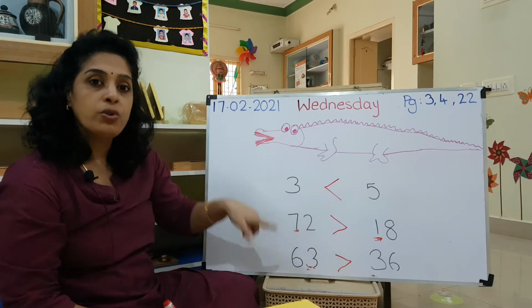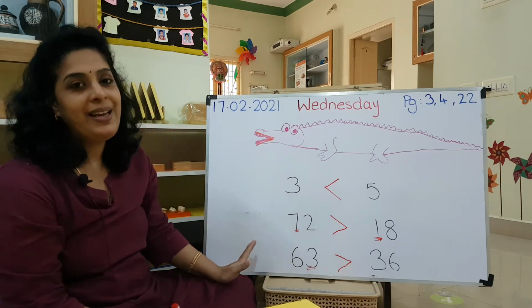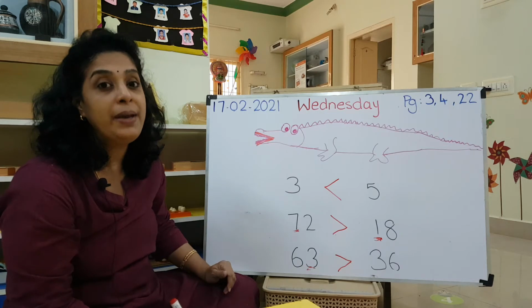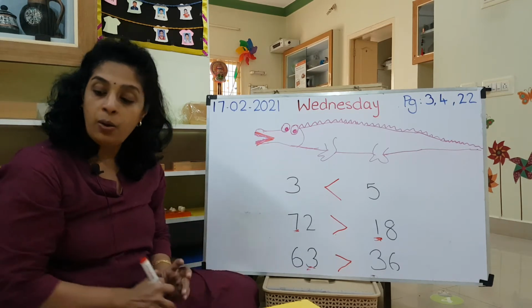Okay? The bigger mouth for big number. Easy? I'm sure this has to be very easy and interesting. You have to draw a big open crocodile mouth for big numbers. Okay? And I will tell you how to use the word in it.